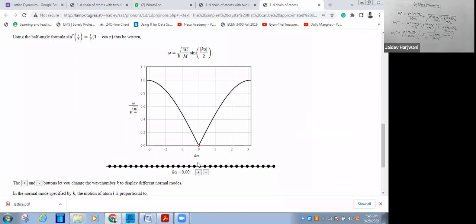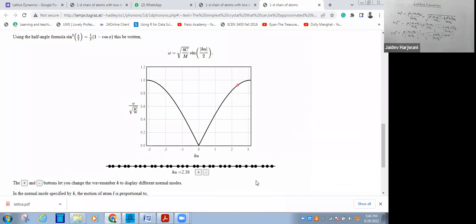As I increase the k value slowly, these atoms start vibrating, and the atomic chain is in phase. As I keep on increasing k, you see the frequency is increasing. But what happens when I go near the boundary regions?